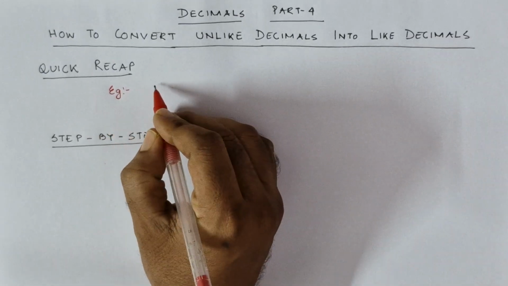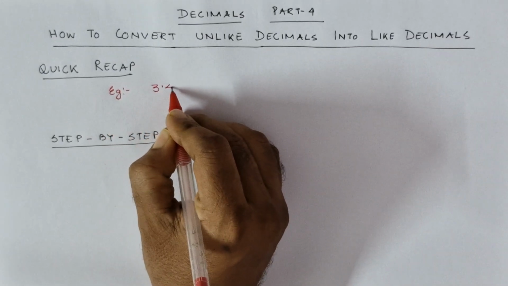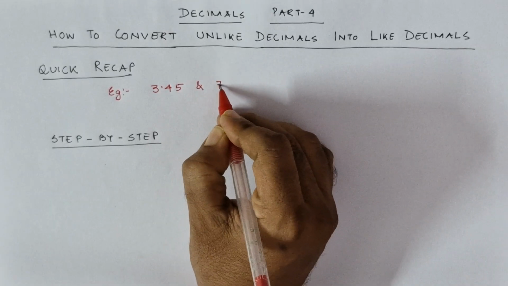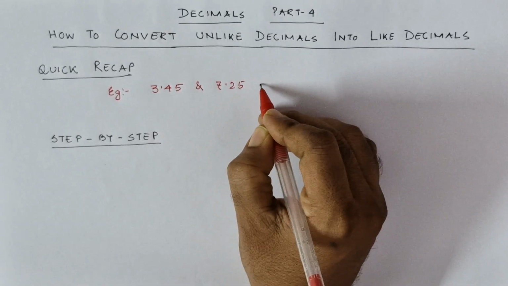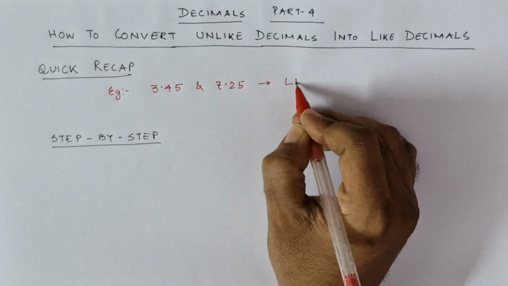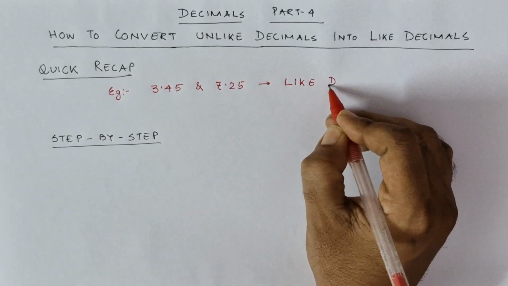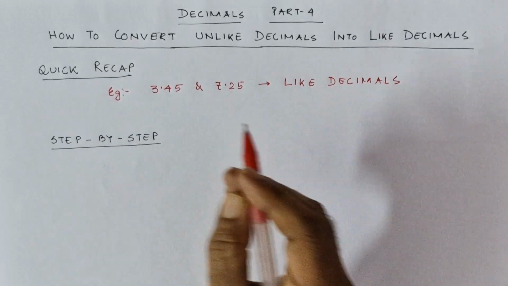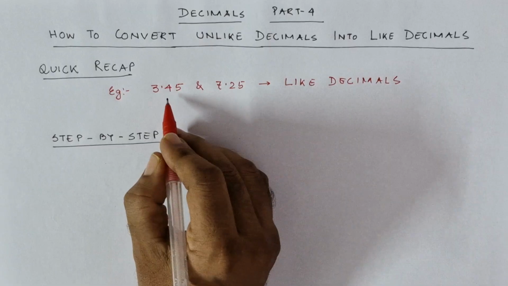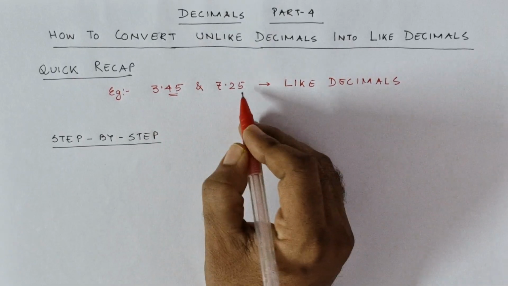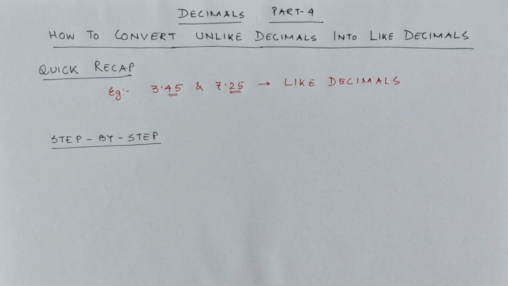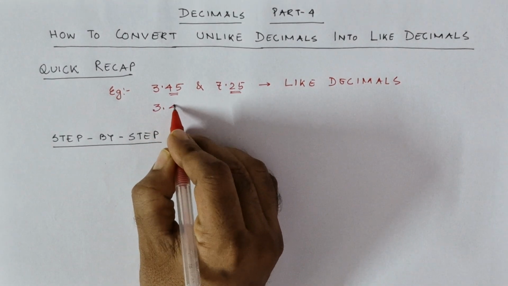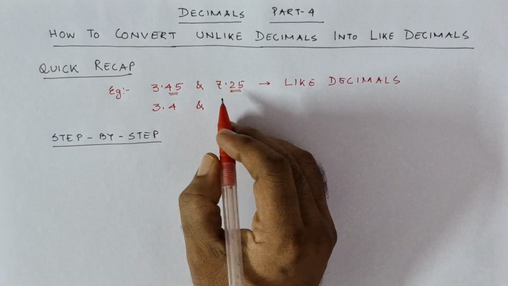Let me show you examples. 3.45 and 7.25 are like decimals. These two are like decimals. Why? According to the definition, the number of digits after the decimal are equal. Got it? And let's take two more.